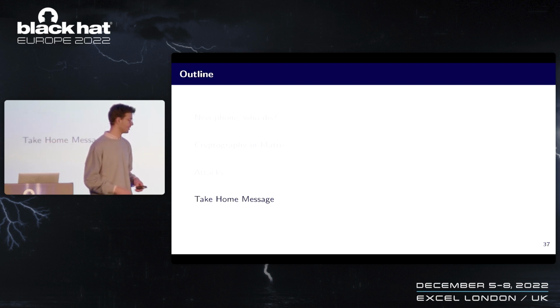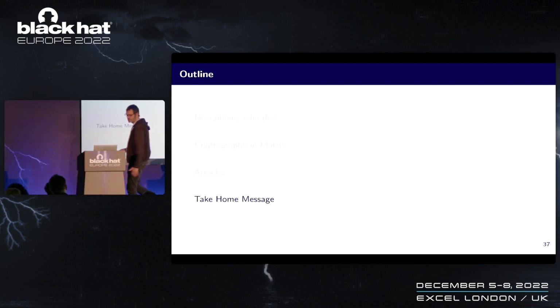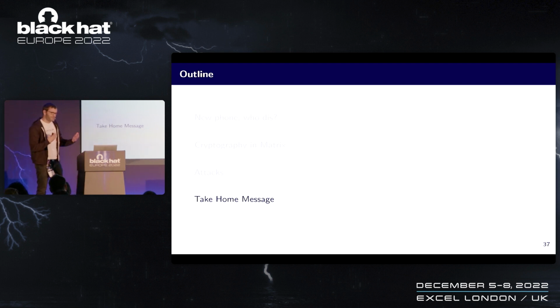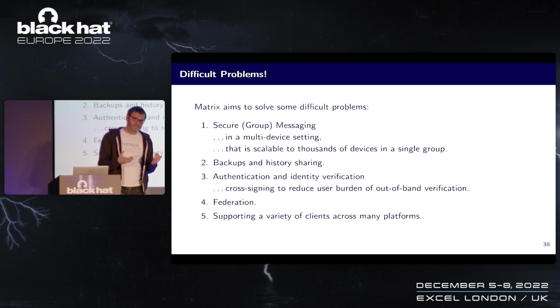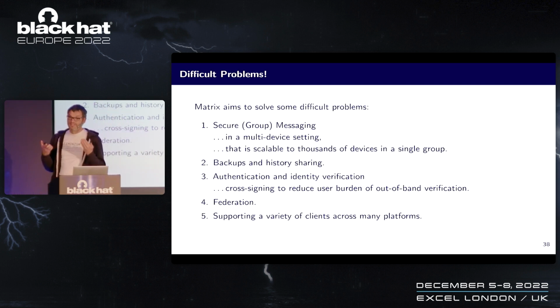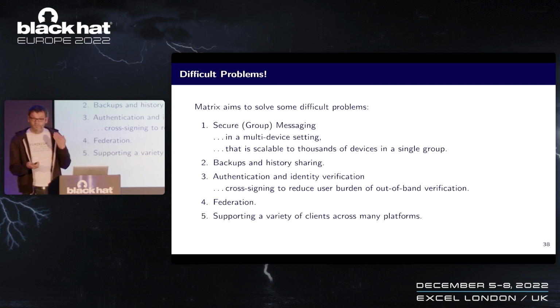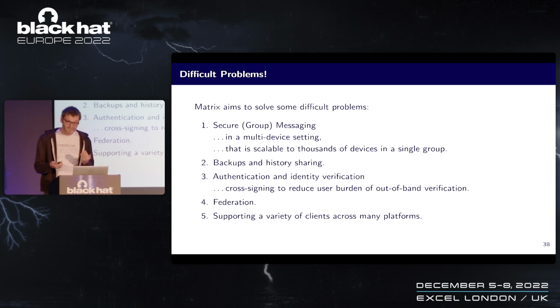I'll pass on to Martin. All right. So Dan already gave you a few take-home messages, but I want to leave you with one bigger take-home message from this work. The first thing to appreciate is that this is a complex protocol. There are a lot of different sub-protocols, and what Matrix is trying to do here is really hard. They're trying to do secure group messaging in a multi-device setting that's also scalable to thousands of devices in a single group. That in itself is a daunting task.